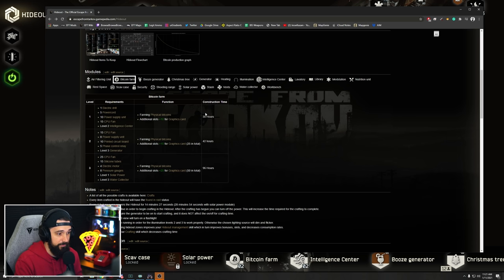It takes 30 hours to construct the first one, 42 hours to construct the second one, 96 hours to construct level 3. It gets pretty wild. But one of the things that Battlestate Games did to nerf the fact that people were printing: previously, at 50 cards, it was 5 hours per coin. So that was almost 5 coins per day, which is almost 3 million rubles per day at the current rough price of Bitcoin. So what they did to nerf that was they slowed down the progression of how fast you make Bitcoins.